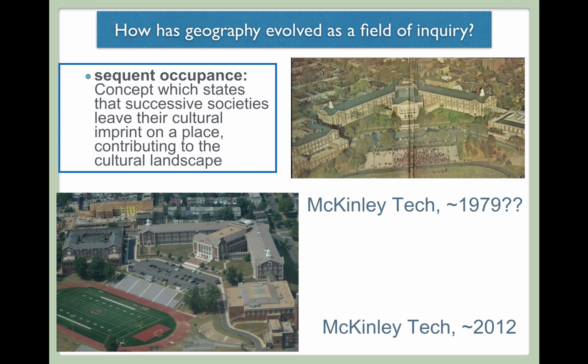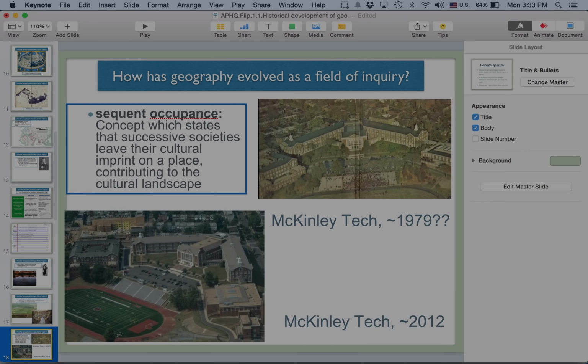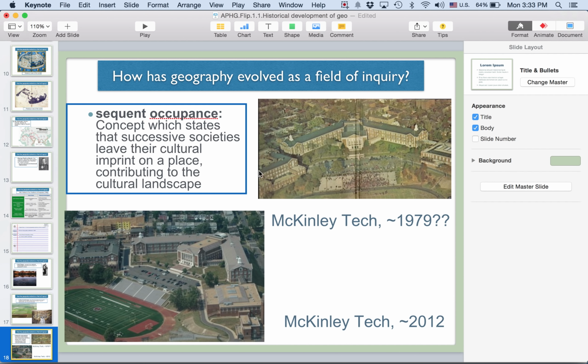If we're looking at this picture of McKinley Tech, take a look at the background here in the streets and the extent to which we see that the school's been built, we see the housing, we see obviously the groups of people, the parking lot. Sequent occupance has us looking at how different groups have come in and changed that landscape over time.